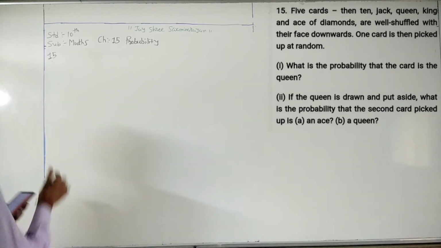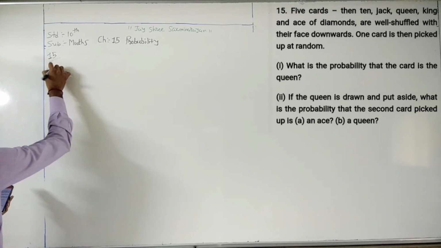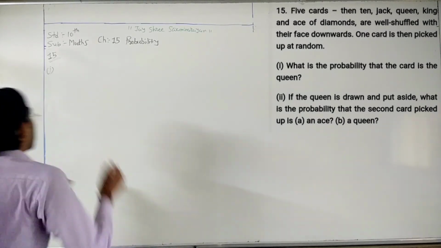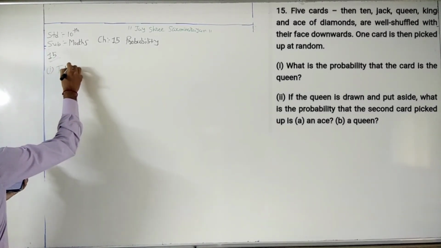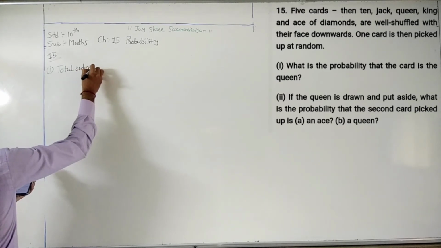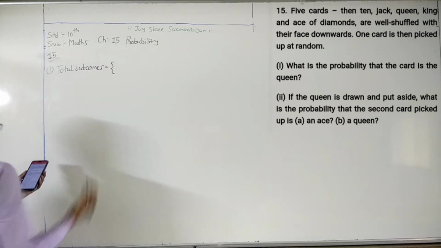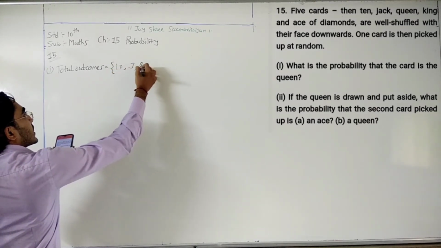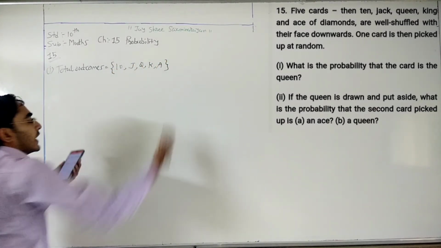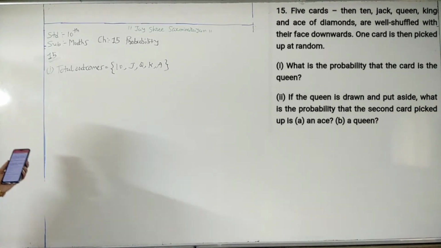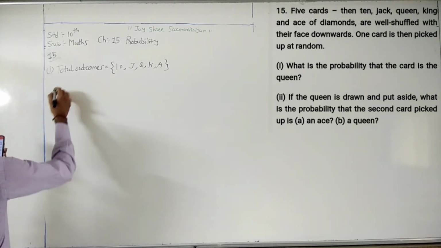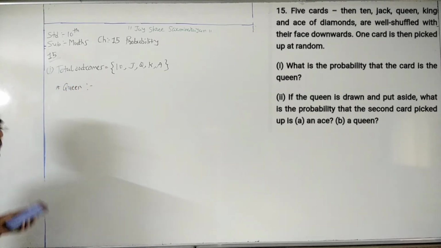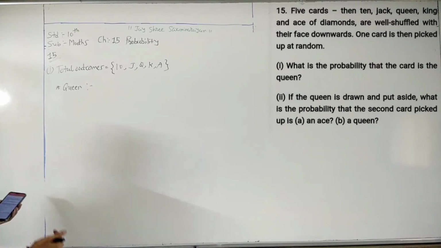So in first question, how many cards are there? 5 cards. Total outcomes. Out of that 5 cards, 10, Jack, Queen, King, and Ace. Right? And we need to find the probability for Queen. Okay, we need to find the probability for Queen.